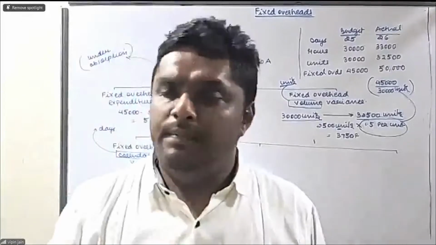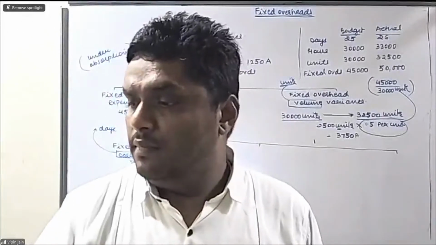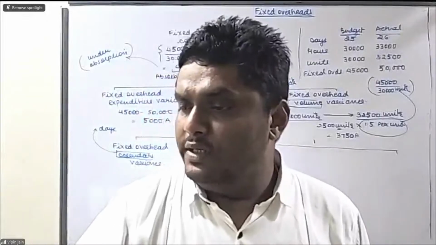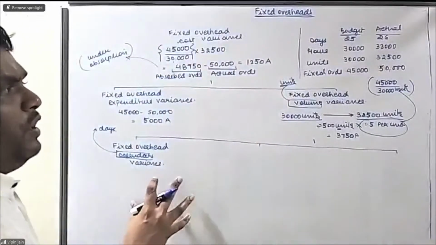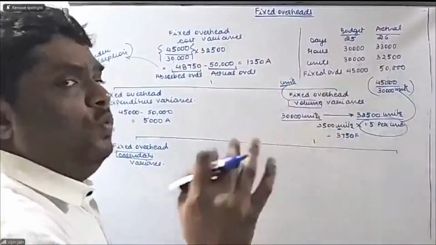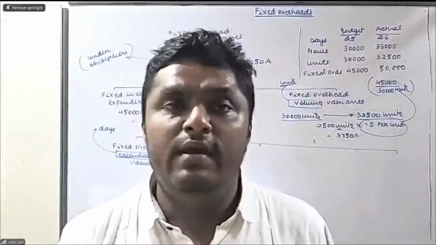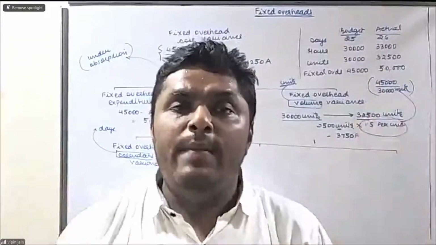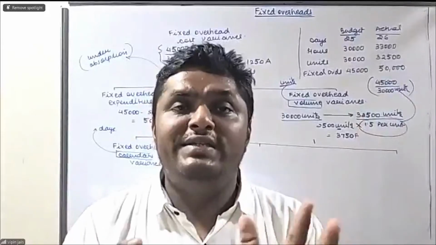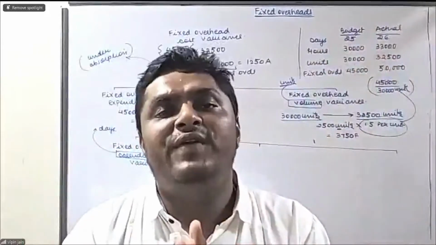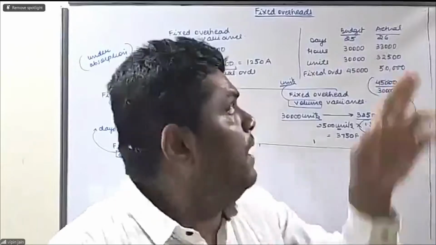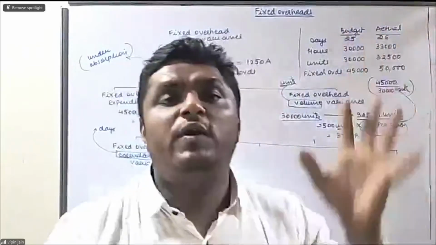So herein, when talking about days, we were supposed to work for 25 days. Again, when talking about calendar variance, in this question we were supposed to work for 25 days in a month. But we actually worked for 26 days.